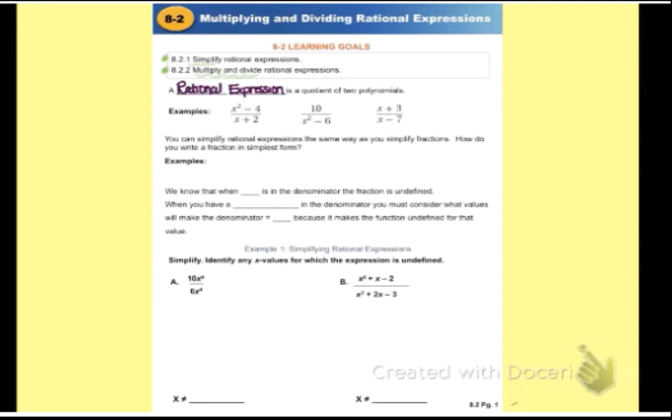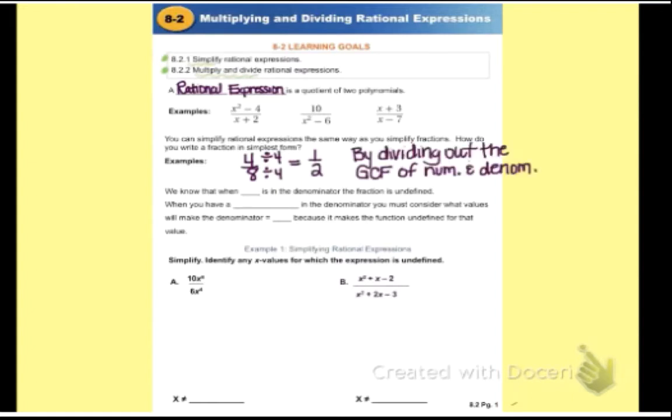How do we write a fraction in simplest form? For example, how would we simplify the fraction 4/8? Well, when we think about 4/8, the numerator and the denominator have common factors. They both have a common factor of 4. So we think about the greatest common factor of the numerator and the denominator, and basically what we do is we divide that out of both the numerator and the denominator, and what's left over is a fraction that would be in simplest form. So in general, how we simplify a fraction is by dividing out the greatest common factor of the numerator and the denominator.